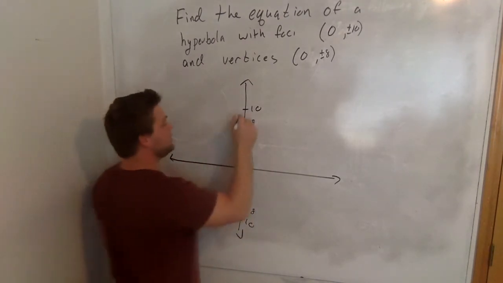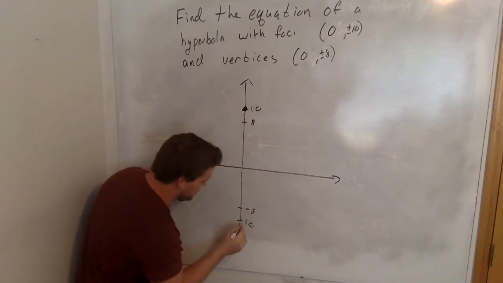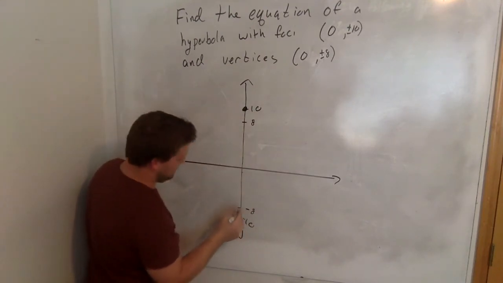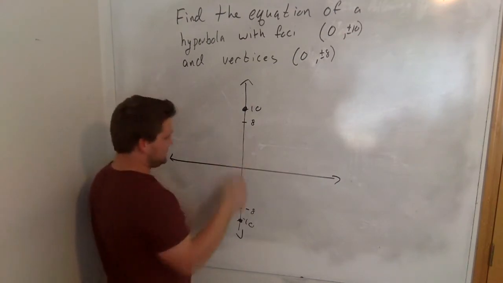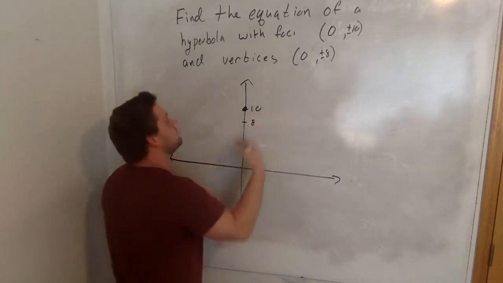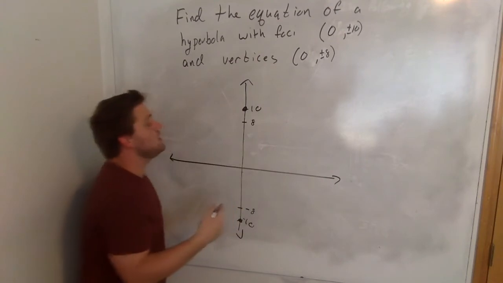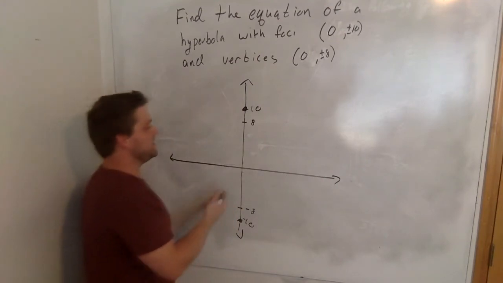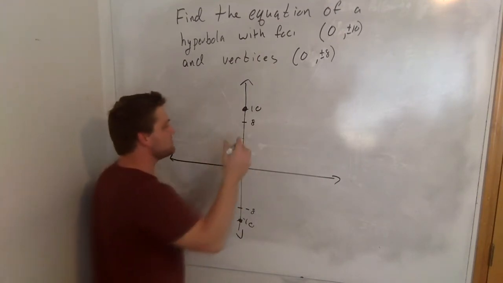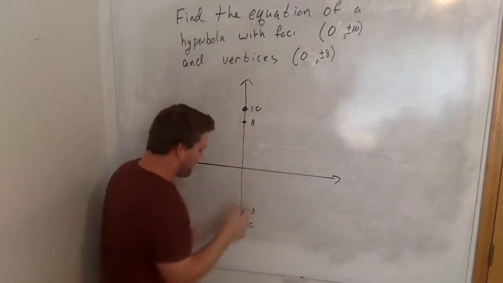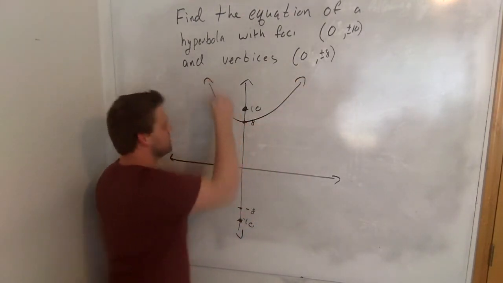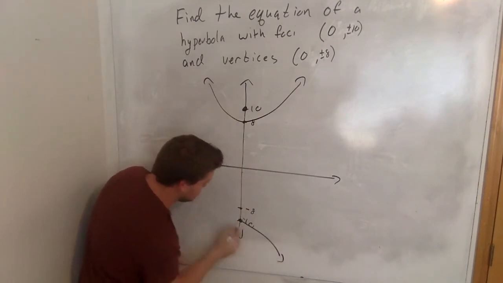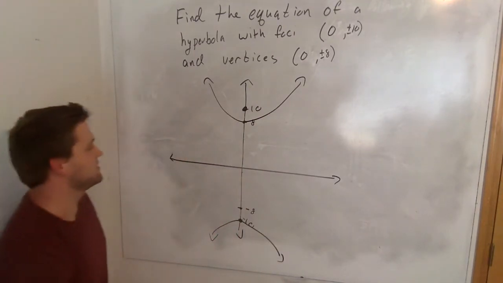Okay, this will be foci. I should mark a -10 here. These are where the foci will be. And the vertices are at 8 and -8, so I don't necessarily know the equation of the slant asymptotes, but since these are where the vertices are, it's going to be opening up and down. So it'll look something like this.